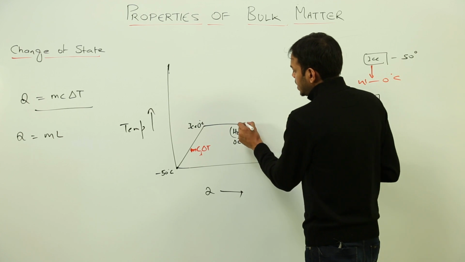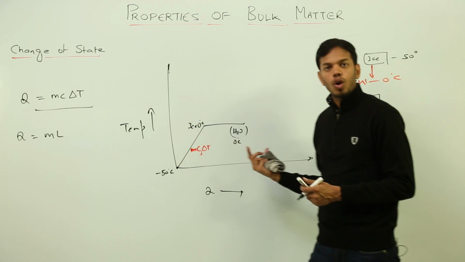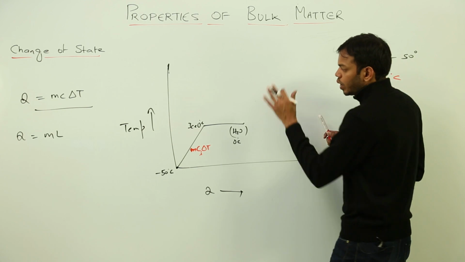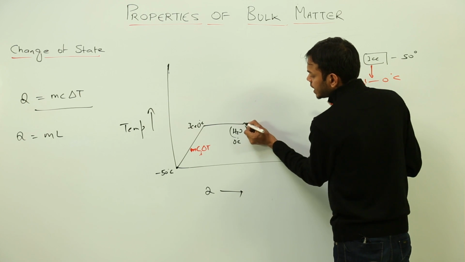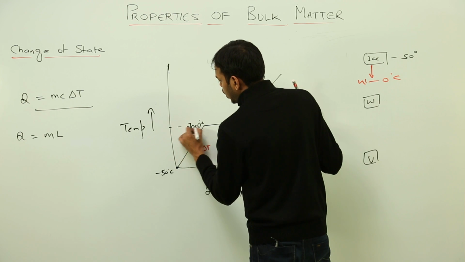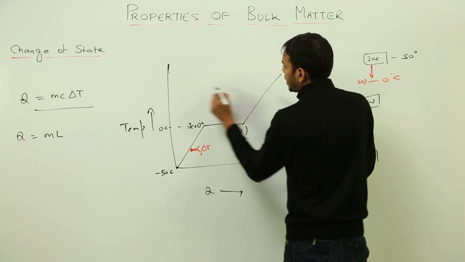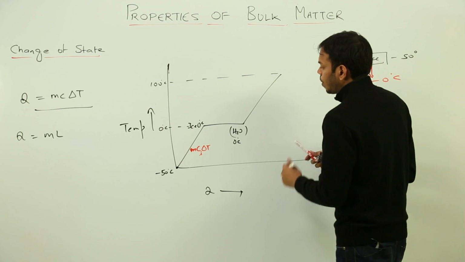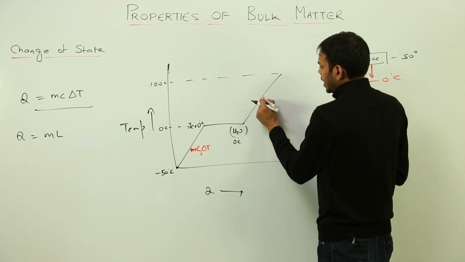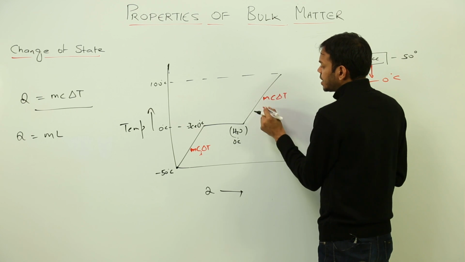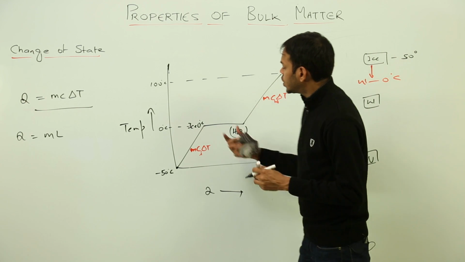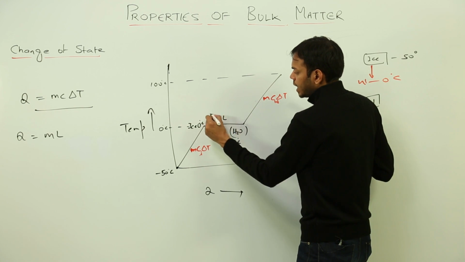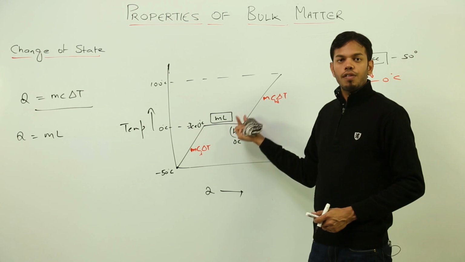Now, once the total ice is converted into water, any further heat given to that water will increase the temperature of water. So now the graph will again change, because temperature is increasing, and it will go from 0 degrees Celsius up to what? Up to 100 degrees Celsius, right? This time the formula used will again be mc delta T, where c is the specific heat capacity of water. Now, what was the formula used in the part where there was no change in temperature? It was mL. This L is the latent heat of melting.